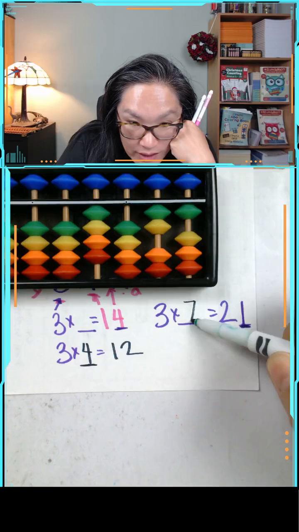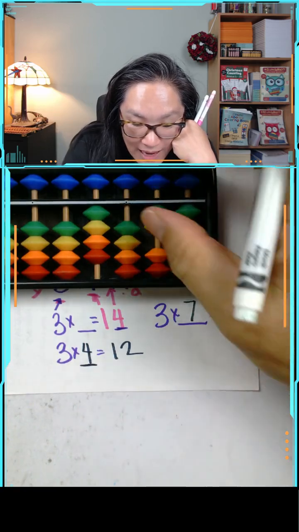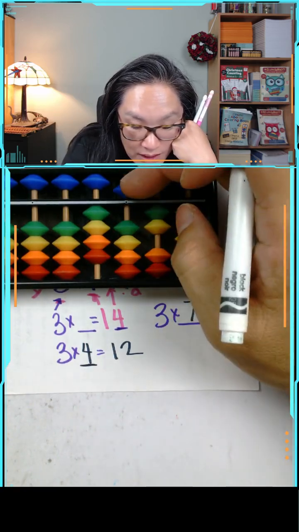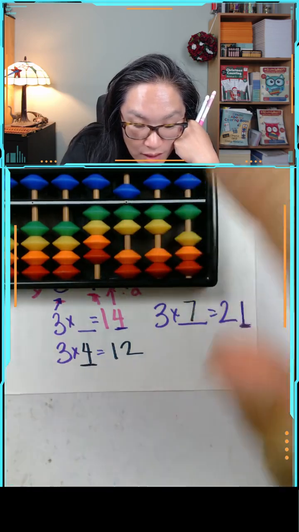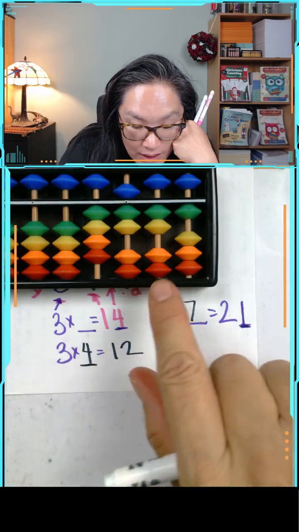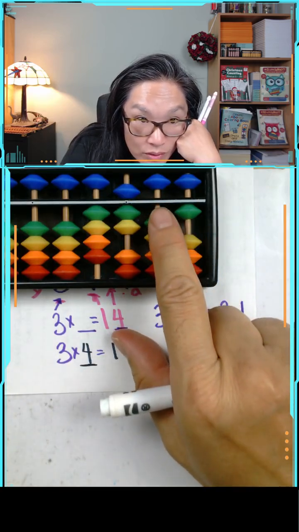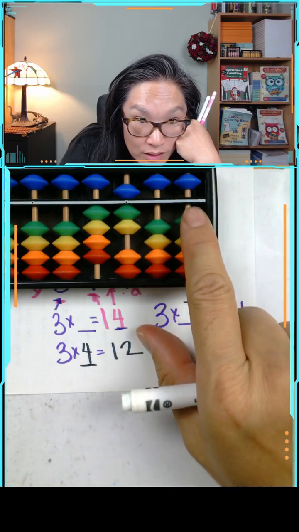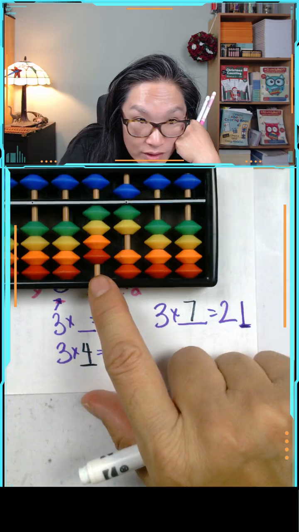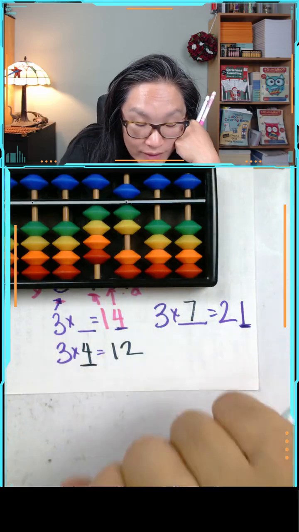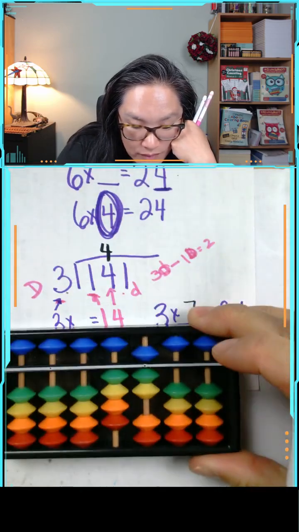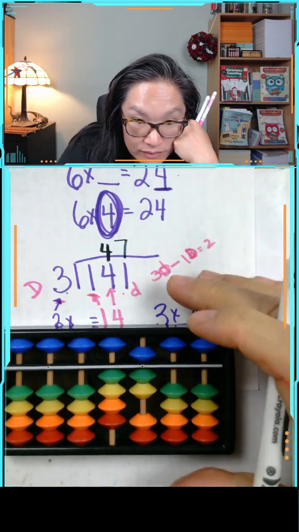7 times 3, right, is equal to 21. Add the 7 on the abacus. That's my quotient. I have my 7 on the abacus. I take away 20, and I take away 1. I take away 2, and I take away 1. So my final answer is 47.